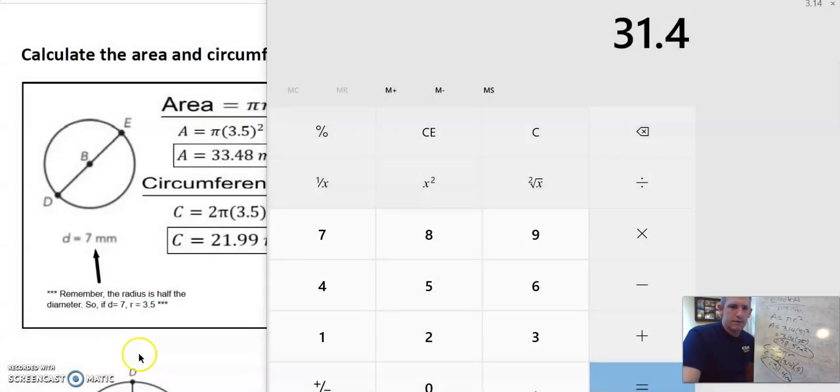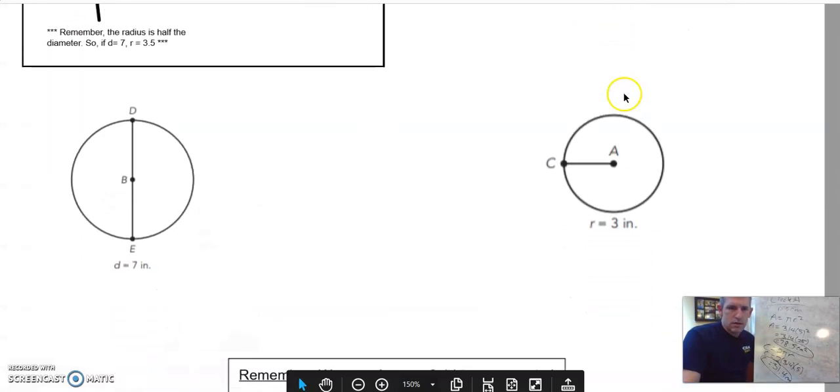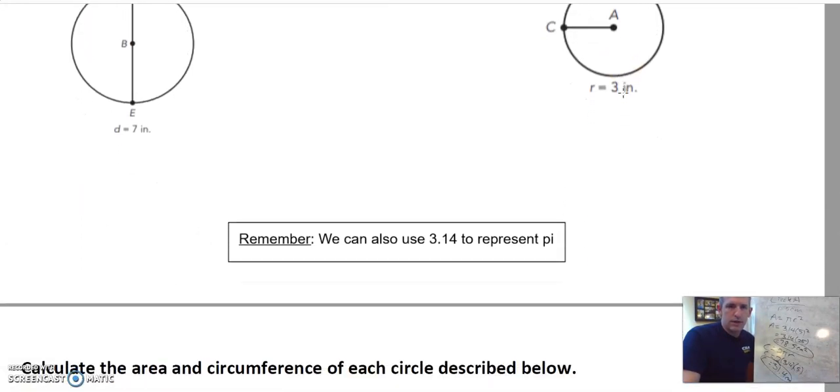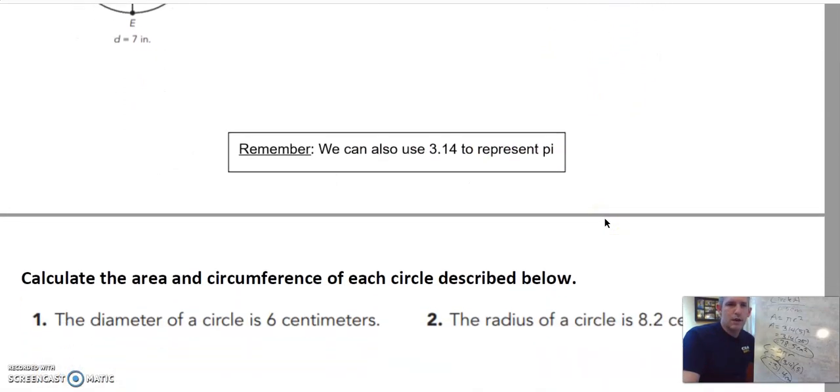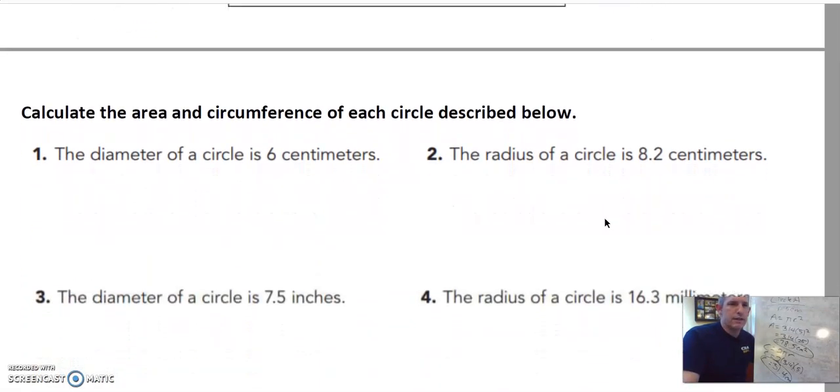All right, what else do we have on this page? Oh, there you go, see? They did tell us. This is on the bottom. So let's go ahead and go into this. Calculate the area and circumference of each circle described below. So basically the same idea. It's just now we don't have a picture. We just have the description that they're giving us.